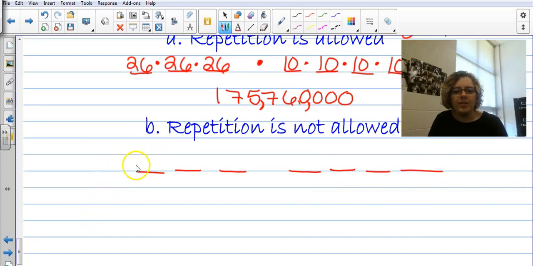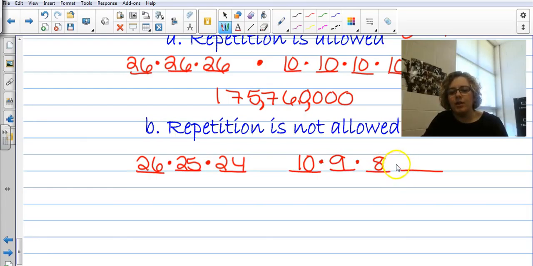All right, so for my first letter, I have 26 options because there's 26 letters in the alphabet. But repetition is not allowed, so whatever letter I used, I can't use it again, so now I only have 25 to choose from. And I had 25, but now I only have 24. Now over here, repetition is not allowed, so I have 10 to choose from. And then I only have 9 because I used 1. Then 8 because I used 2. And then 7 because I've used 3.